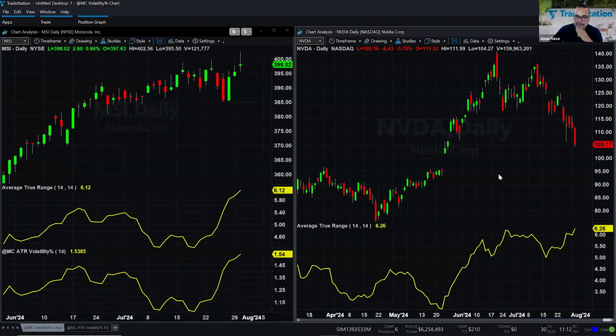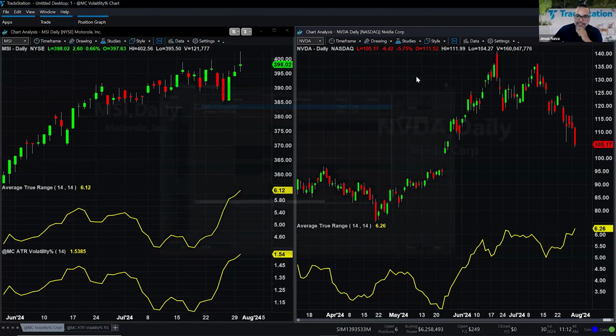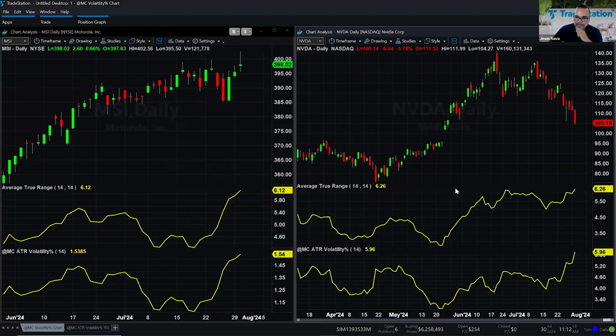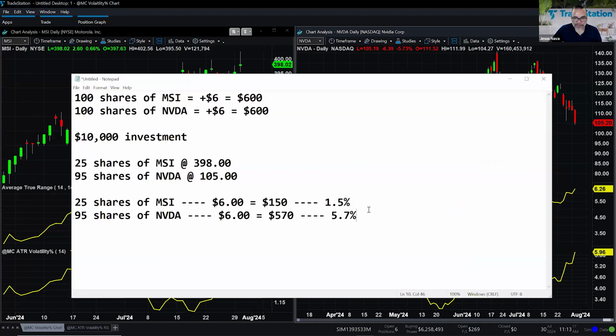And I'm going to do the same thing here on this chart on the right-hand side: studies, edit studies, and I'm going to turn this on. Now take a look. The ATR on both is about $6. But when you look at the indicator that I provided in the zip folder, we have a 1.54 for Motorola, and we have a 5.96 for NVIDIA. These two numbers match somewhat the numbers that we found right here, the return on initial capital.